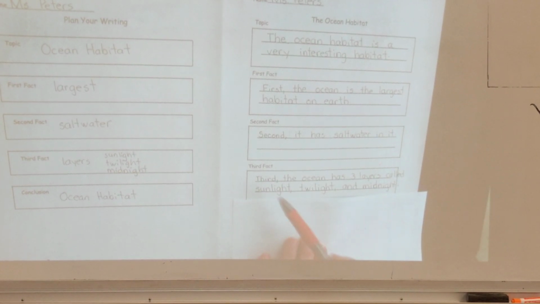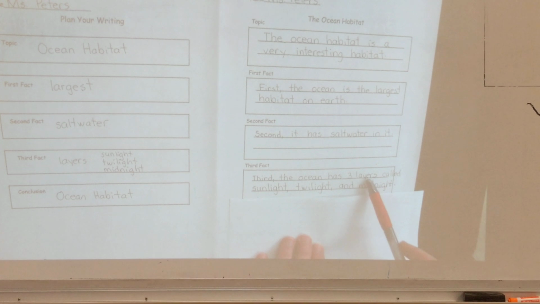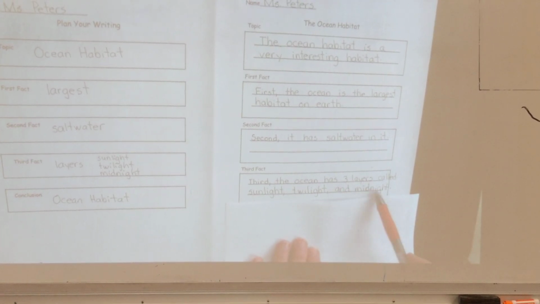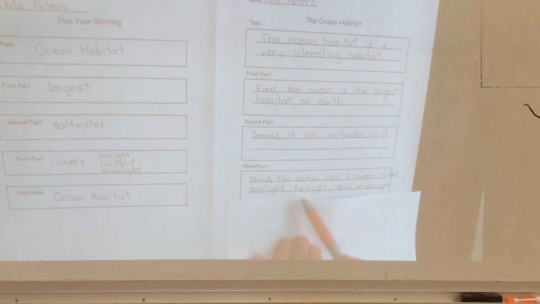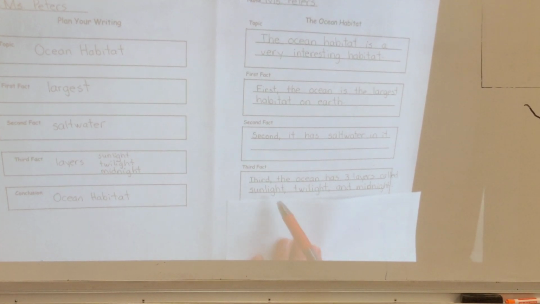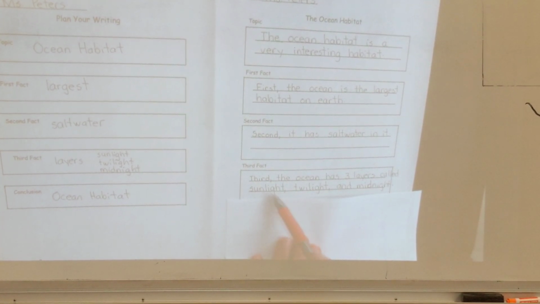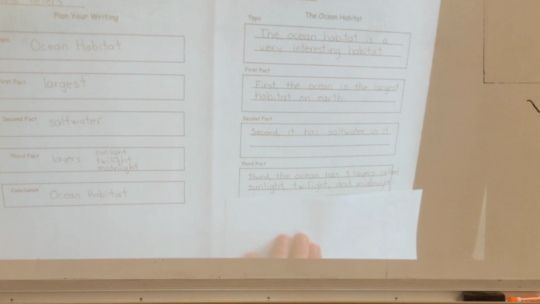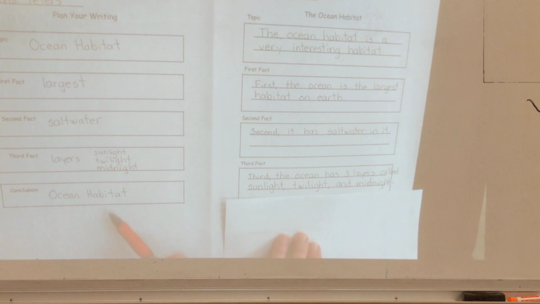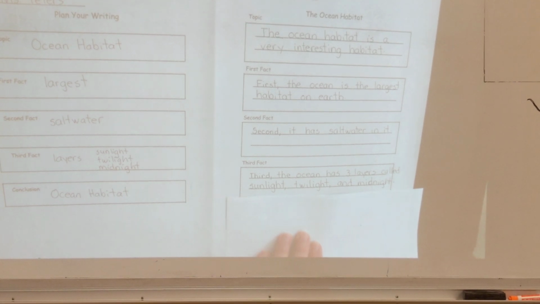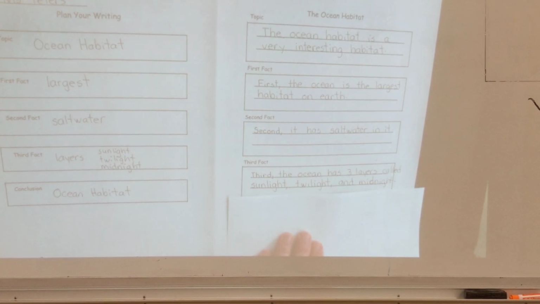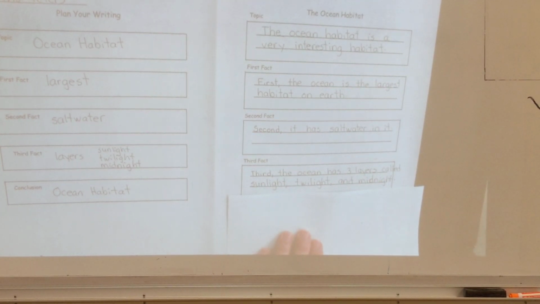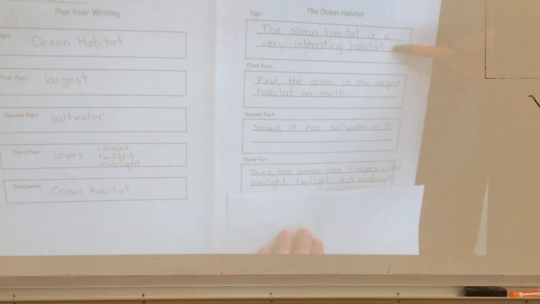Third, the ocean has 3 layers called sunlight, twilight, and midnight. Oh, and look, I remembered since I was listing off 2 or more items, in this case 3 items, I've got commas between them. And then for my conclusion, remember, I'm going to remind our reader what they were reading about. I'm not going to say the exact same thing, though. The ocean habitat is a very interesting habitat.